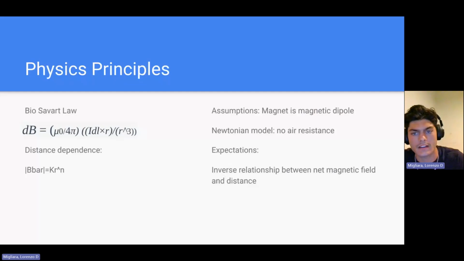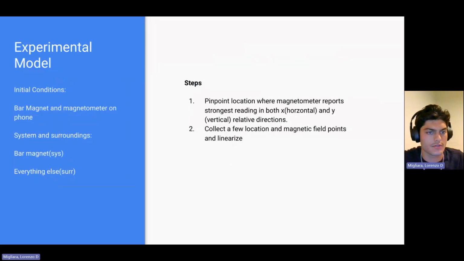We assume the magnetic field is a dipole from the magnet, with no air resistance, a Newtonian model. We are expecting an inverse relationship between the net magnetic field and the distance of our readings, the observed point. Our initial condition was the bar magnet and the magnetometer, and the system surroundings were the bar magnet and everything else. First things first, you had to calibrate the magnetometer and see where you were working in a Cartesian plane, X and Y direction, parallel and perpendicular.